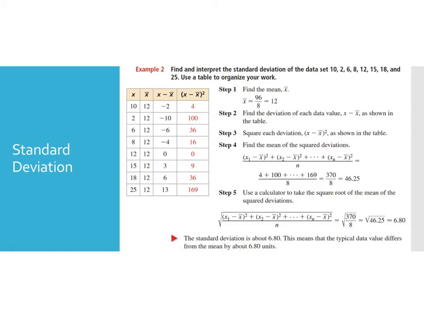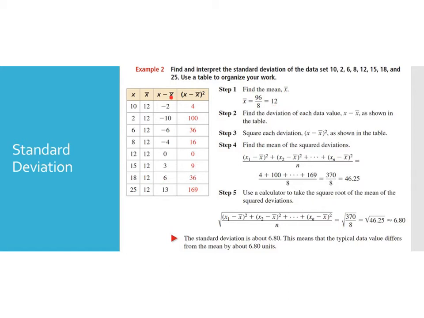So to find the standard deviation, you first need to know the mean. So to find the mean, we're going to add up all of our 8 numbers, and here we have them listed over here. So we're going to add up all 8 numbers. We're going to get 96. We're going to divide by 8, and our mean is 12.